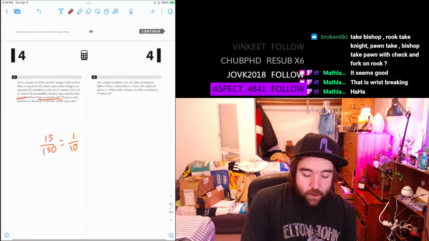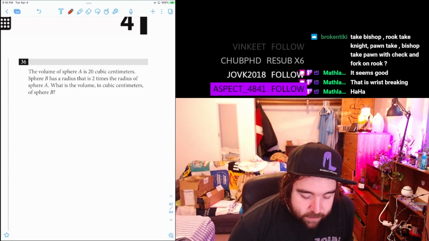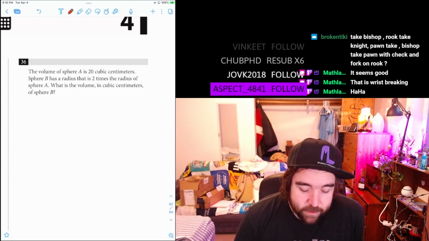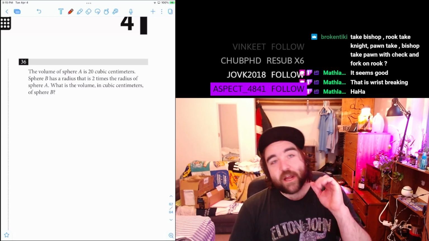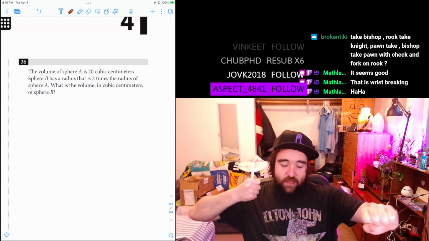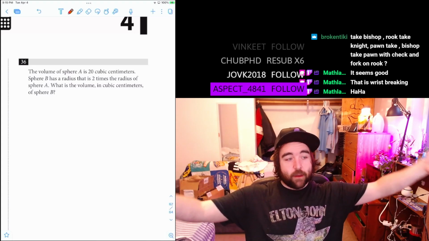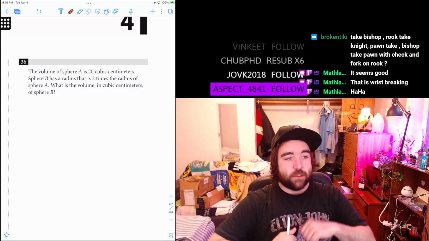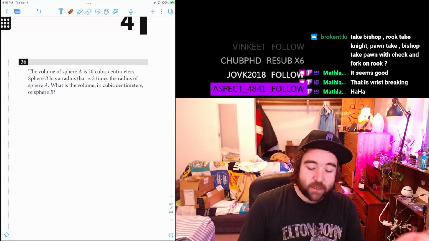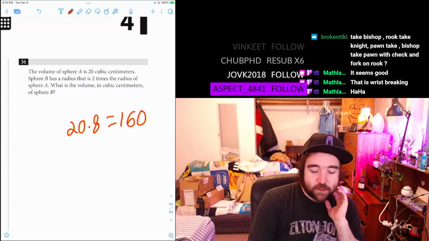All right, this is the important one. The volume of sphere A is 20 cubic centimeters. Sphere B has a radius that is 2 times bigger than A. So this is what we always say. If the radius, which is a length, is 2 times bigger, the area, in this case surface area, is 2 squared times bigger. The volume is 2 cubed times bigger. 2 cubed is 8, so we're talking about 20 times 8, which is 160.